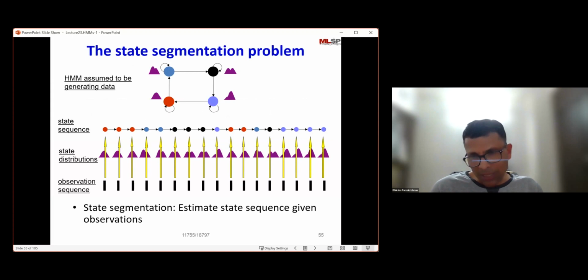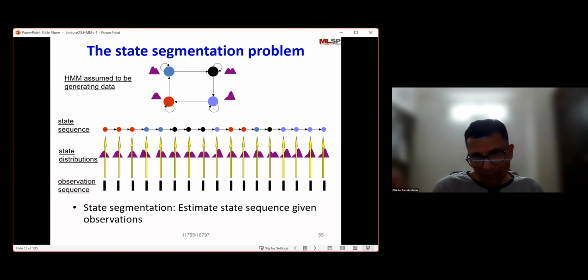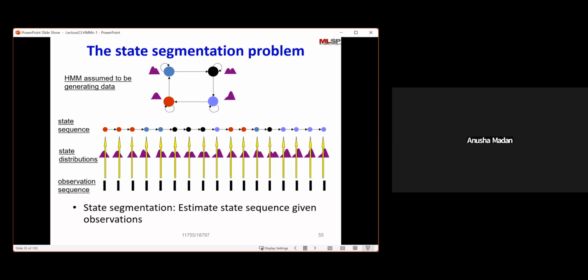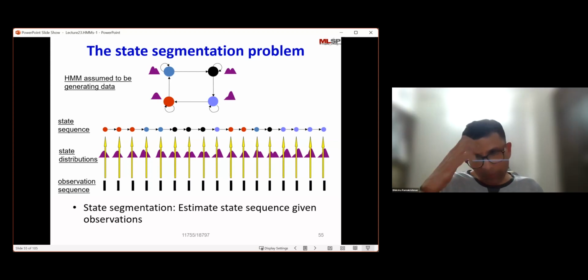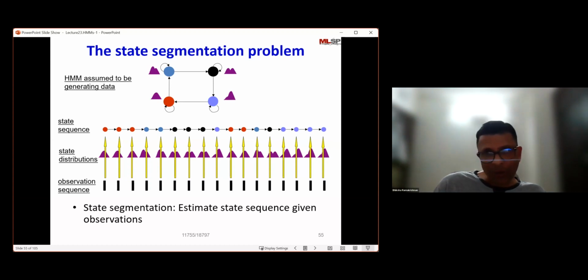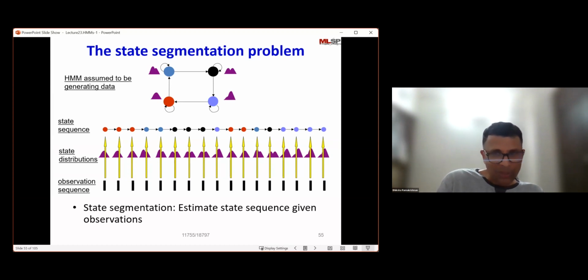Have we seen a problem like this recently? Anyone? The Daironi example. The kidnapping problem, right? So you just got to hear the sequence of sounds and you had to determine the sequence of states. Does that ring a bell? Yes, no? Humor me. Just give me a yes. Yes, thank you. All right.